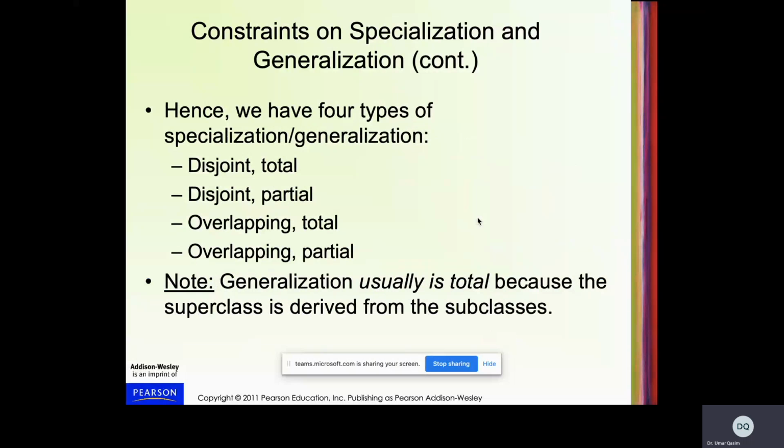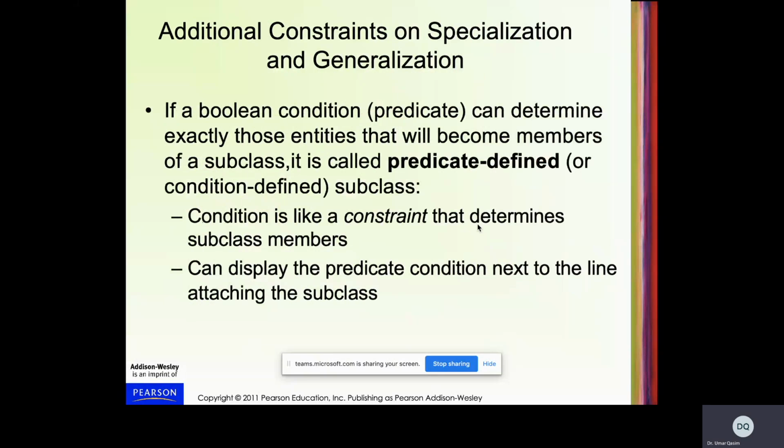So we now have four types of specialization and generalization cases. We have disjoint total, disjoint partial, overlapping total, and overlapping partial.